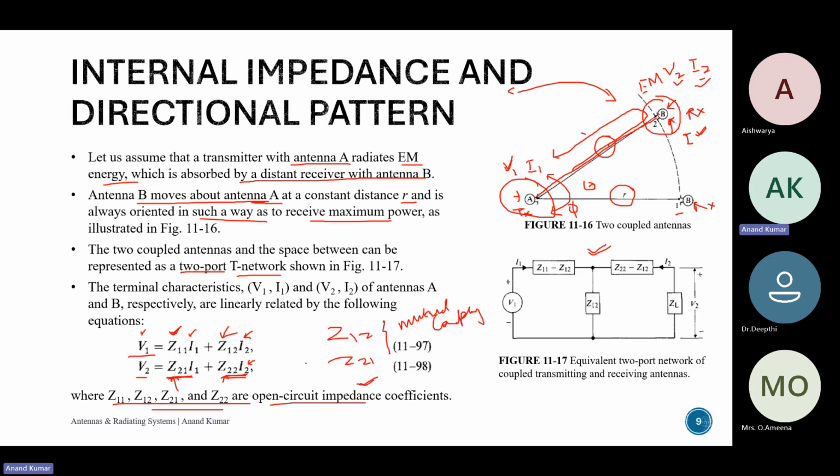and Z11 and Z22 are due to the input impedance of Tx and Rx. Okay, so I'll pause over here to let you read the slides, and answer any questions if you have on this.